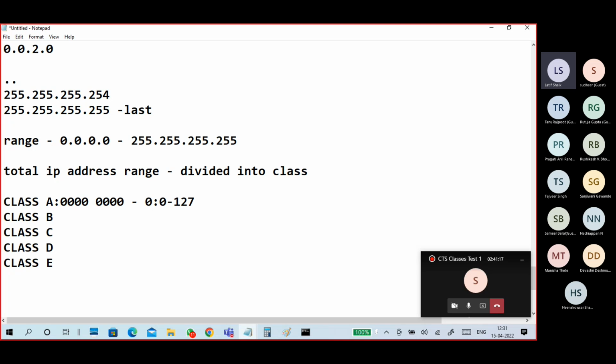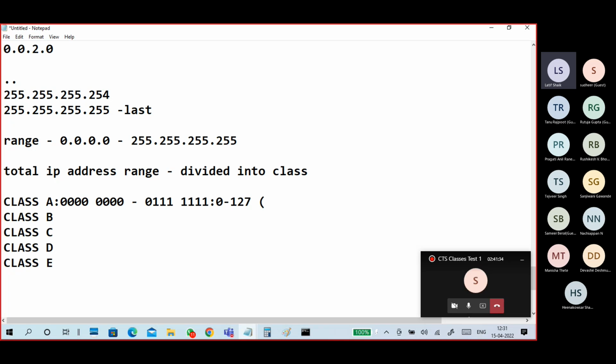So forget about the first 0. For class A, the first bit, the MSB, remains 0, and the remaining bits become all ones. So that is 0 to 127.